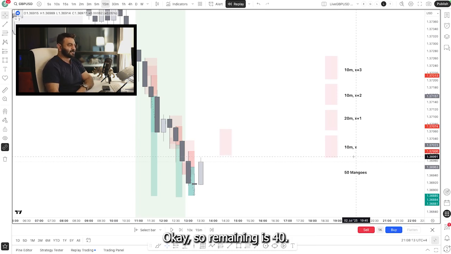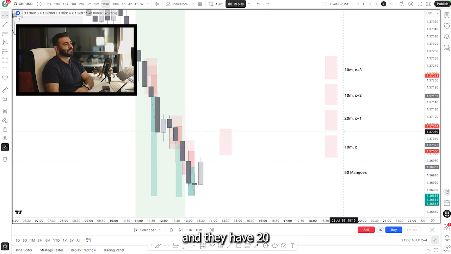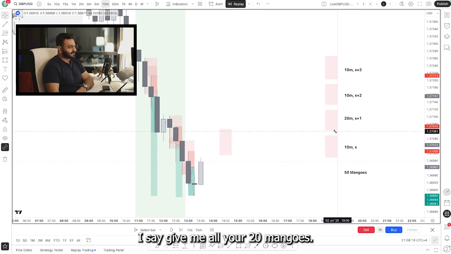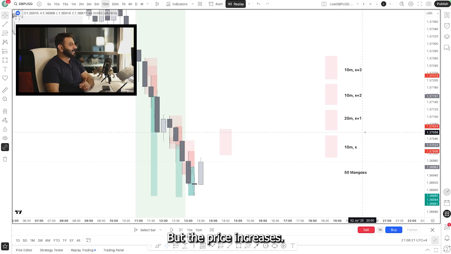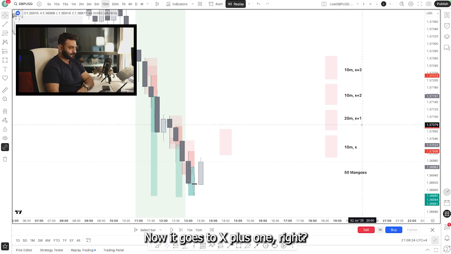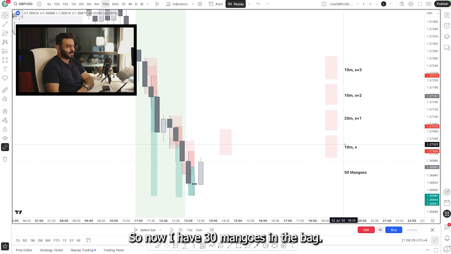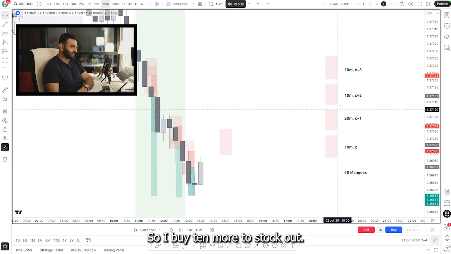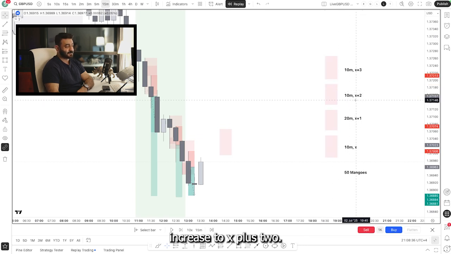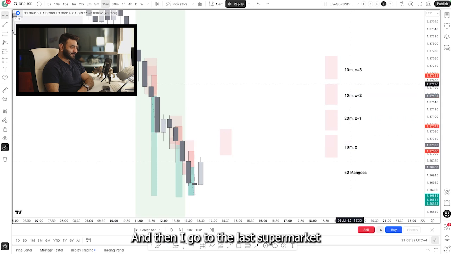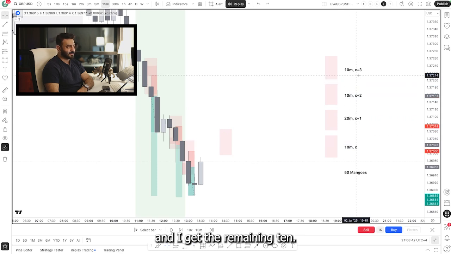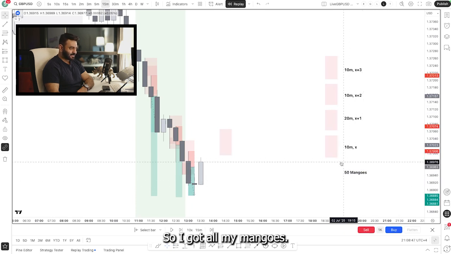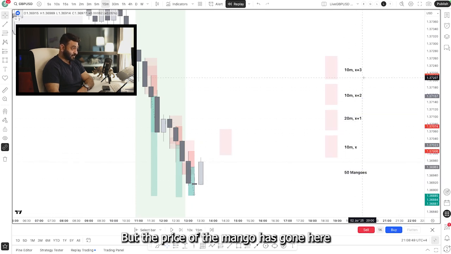Fantastic, okay. So remaining is 40, I go to the next supermarket and they have 20 mangoes left in their stock. I say, give me all your 20 mangoes, but the price increases now, it goes to X plus 1, because this supermarket is selling it at a little different price. So now I have 30 mangoes in the bag, I have 20 left, and then I go to the next one. I buy 10 more, took his stock out, the price is further increased to X plus 2, and then I have 40 left, and then I go to the last supermarket and I get the remaining 10, and the price has risen to X plus 3. So I got all my mangoes, but the price of the mango has gone up here, right?